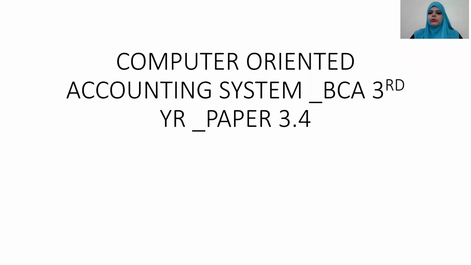Let us continue with the subject of COS, that is Computer Oriented Accounting System. And this class will discuss how to perform a journal entry and what are the points to be followed while performing a journal entry.